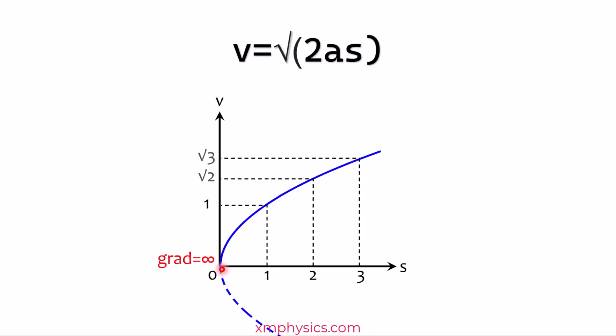Also, there's something special here. Note that the gradient at the origin is actually infinite, right? Infinity. That's just what the square root graph looks like. Yeah, but can we make some physical sense out of this graph? Yeah, we can. So why does it have this shape?